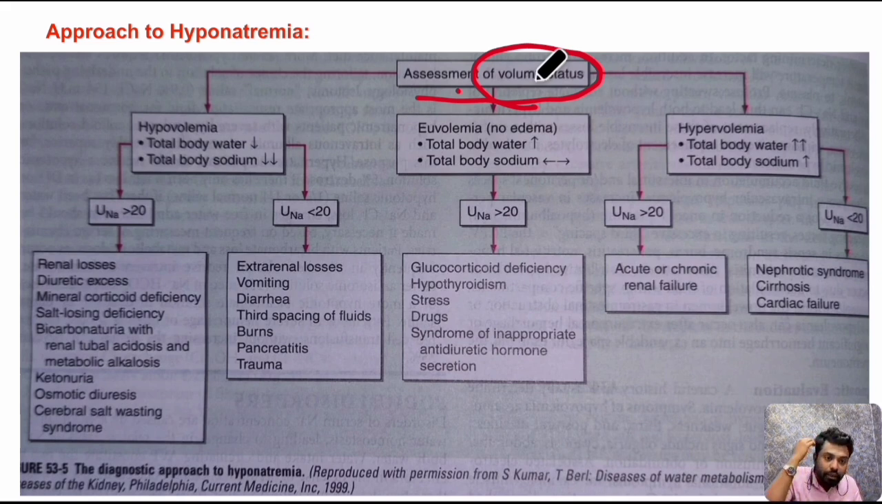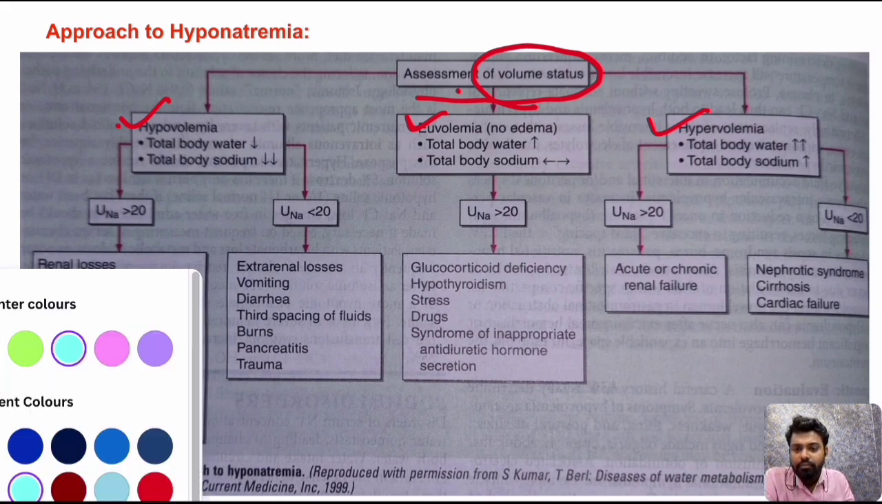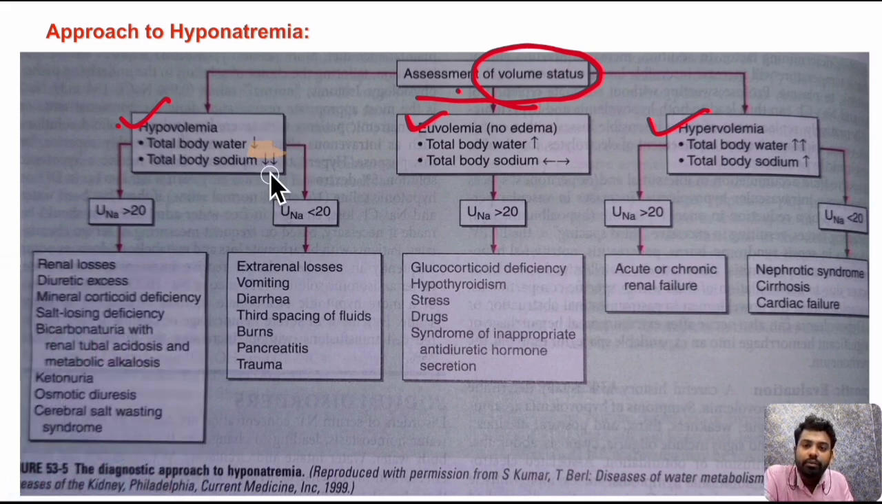To treat these patients scientifically, you have to know how the pathophysiology is working and how these hyponatremia patients are classified. They are classified on the basis of their body volume status: hypovolemic, euvolemic, and hypervolemic. So what is happening in hypovolemic hyponatremia? The patient is losing total body water and also total body sodium. They are losing both.